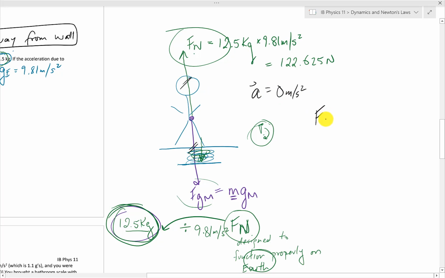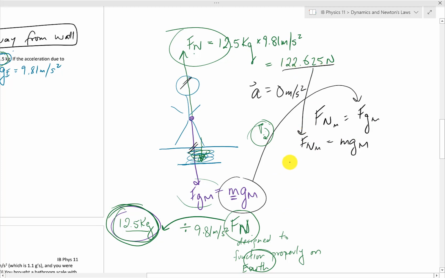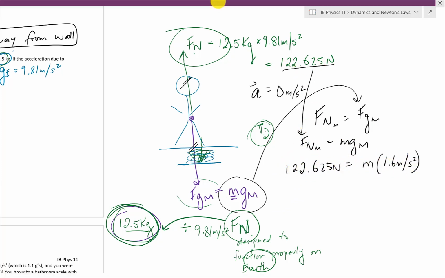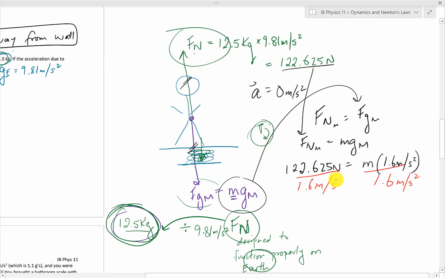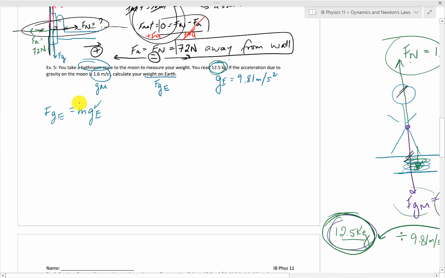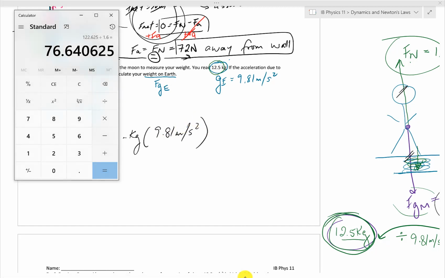So Fn on the moon is going to be equal to his Fg on the moon. Fg on the moon is here, so I can just substitute all of this in. I get, where g is 1.6 as given in the problem, so let's put all these values into the problem. Isolating for mass by dividing both sides by 1.6, I get the mass is 776.6... kilograms, which we will need to calculate his weight on Earth.